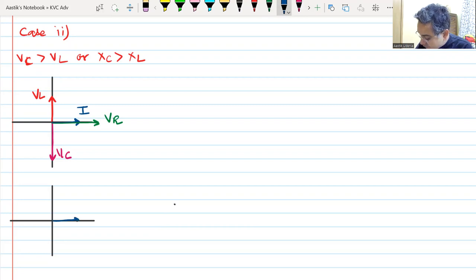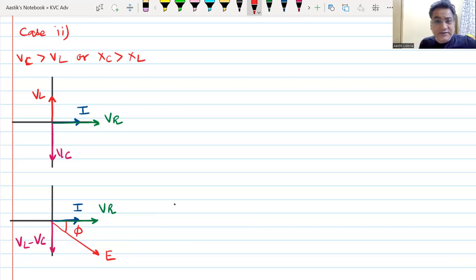Let me again draw it. So I would have current and I would have VR. And what remains here would be only VL minus VC. So you now need to add VL minus VC with R. And that would give you your net EMF, which would be now lagging behind by a phase angle of phi. So even though this circuit is an LRC circuit, this circuit now just behaves as a pure RC circuit. Now I can write the equations here.